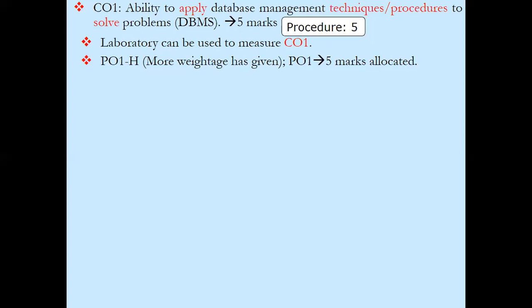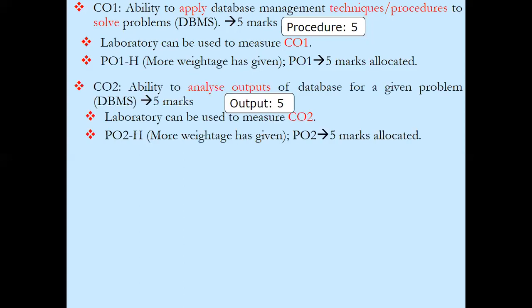Now, for checking the output, you will give the marks. Then I'm writing one more CO, nothing but CO2. The student has the ability to analyze the output of the database for the given problem with respect to the DBMS subject. Here, PO2 is nothing but analyze. It is allocated 5 marks.